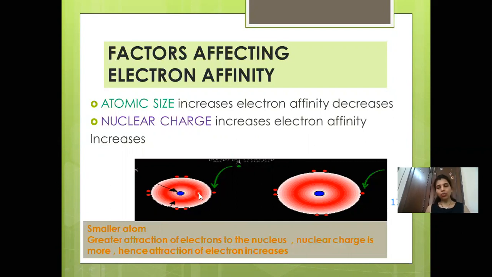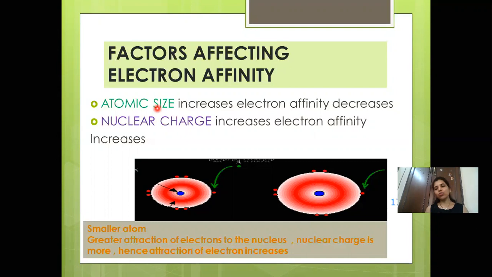But for now, you understand that there are two factors. One is the atomic size and the other is the nuclear charge. One is inversely proportional, that is atomic size: the smaller the size of the atom, the greater is the electron affinity. And nuclear charge is directly proportional.